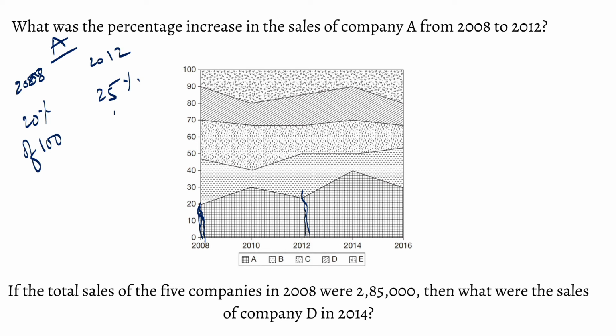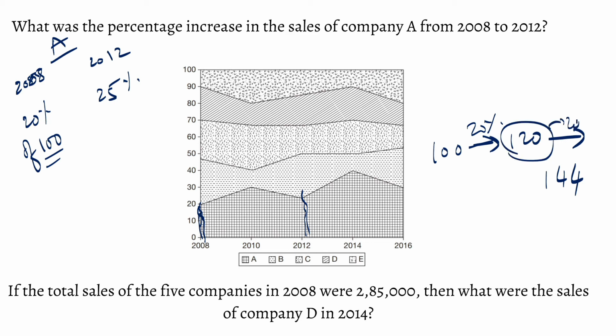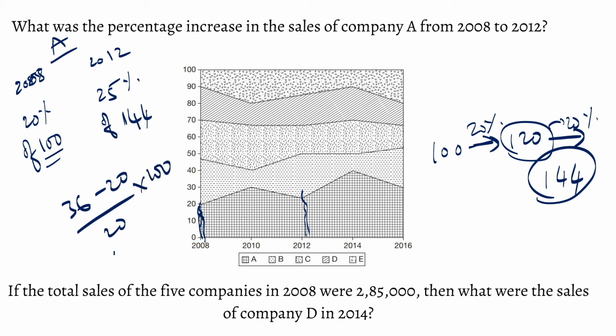Now in 2012, what happens? This 100 now increases, it becomes 120, and from 120 it becomes 144. Why? The condition was given, right? It increases 20%. So from 100 it becomes 120, and from this 120 again 20% increase, so the final value is 144. So 20% of 100 and 25% of 144. What is 25% of 144? It's 36. And what is 20% of 100? It's 20. So the difference divided by the base value, into 100, will be equal to 80%. So 80% is the percentage increase in sales of company A from 2008 to 2012.